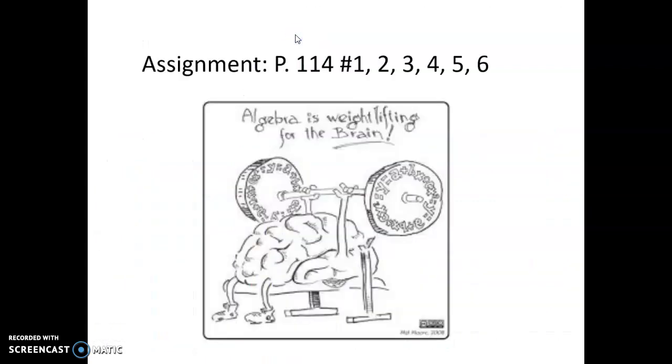All right, your assignment questions then, page 114, 1 to 6. Choose at least 2 letters from each.